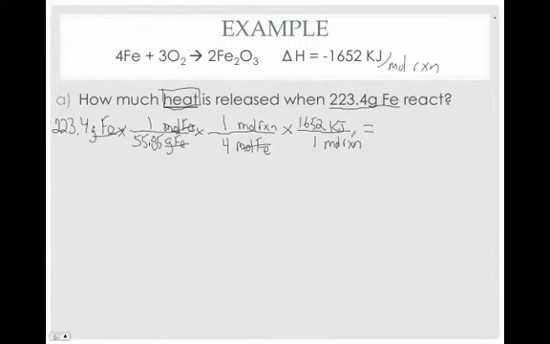So we have moles of reaction, and we're left with kilojoules, which is what we wanted to know about because heat is measured in kilojoules. So we take our 223.4 grams times 1 mole times 1 mole times 1,652 kilojoules, divided by 55.85, divided by 4, and we should come up with 1,652 kilojoules.